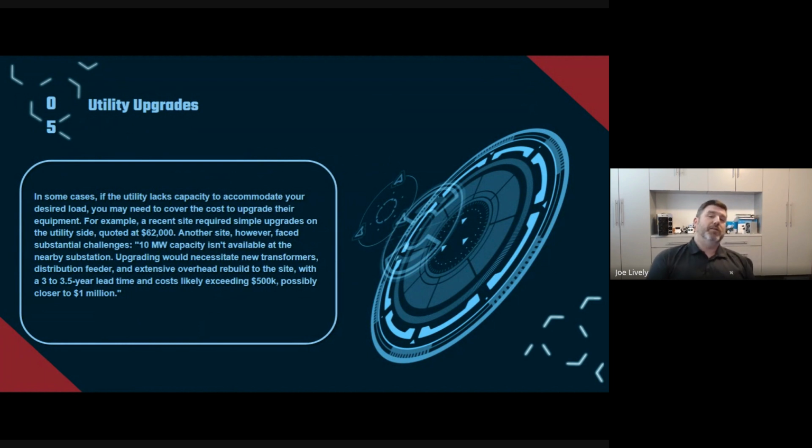Utility upgrades. This is something that you need to nail immediately. This can destroy a project or this can make a project. What I mean by that is really finding out what your power company needs to do in order to facilitate the capacity. A lot of people will just pick up the phone and call the power company and ask: do you have capacity for 10 megawatts? Do you have capacity for 5 megawatts?